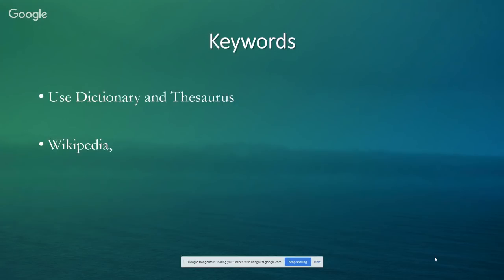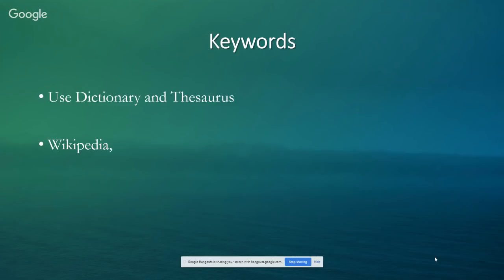A good place to look for these keywords is a dictionary or thesaurus. And Wikipedia is also good. Sometimes, if you have to look up technical information, Wikipedia is a good source where you can find out the alternate names, or the names that are ideally used in the field.